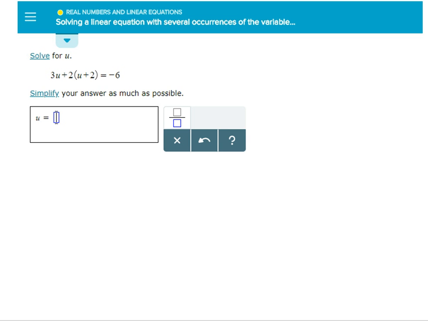Alright, we are solving a linear equation with several occurrences of the variable. And the variable that they're using here is the letter u. Now, you may notice that there is a set of parentheses right here. So, you need to get rid of those by using the distributive property.